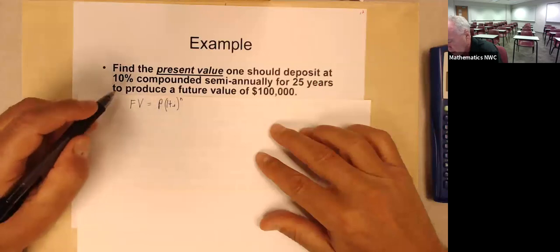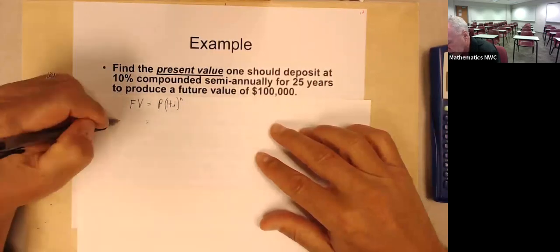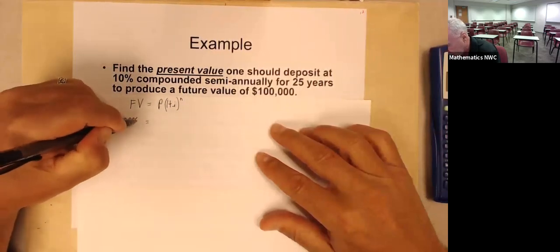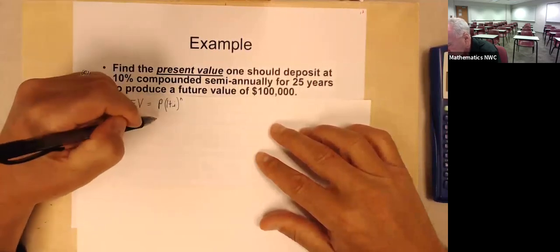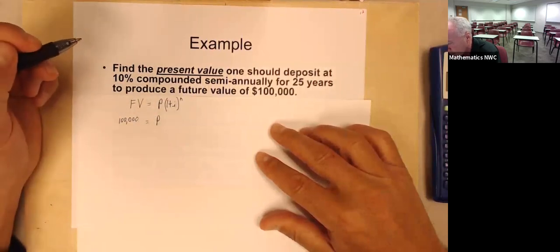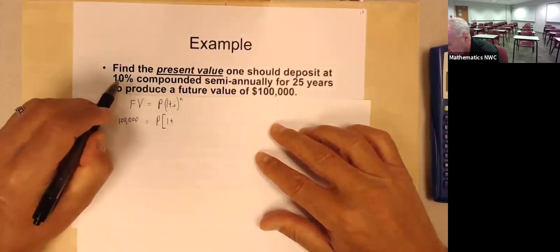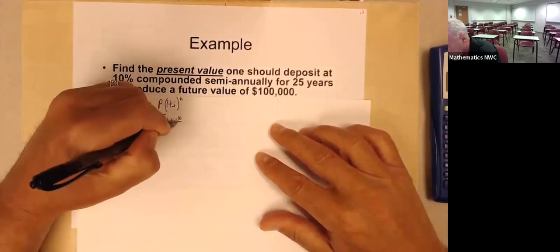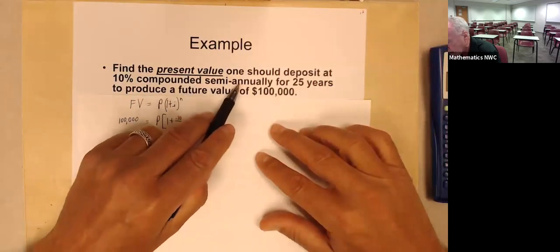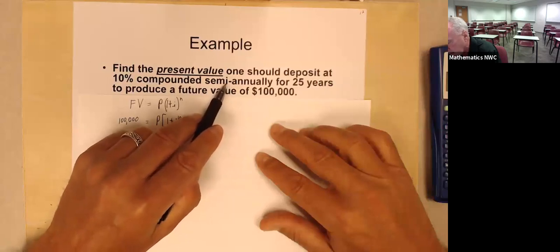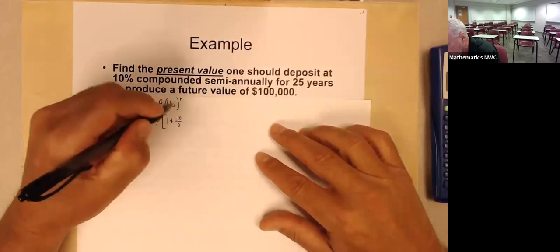Okay? Notice they tell you the future value, FV, is 100,000. We have to find the present value. That's the original principal, present amount that we started with. My I is, in this case, it's 10%. We don't divide by 12 now because it's compounded semi-annually. It's not compounded monthly. If this were monthly, I would divide by 12. Semi-annually means twice a year, divide by 2.